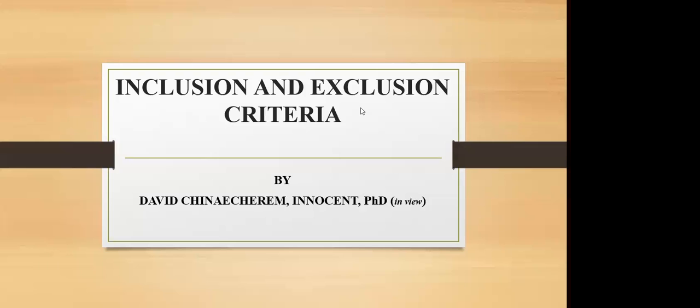Another question is, can the inclusion and exclusion criteria used for these systematic reviews be used for any other type of study, such as primary studies? Okay. All right. I think I would like to address that question.